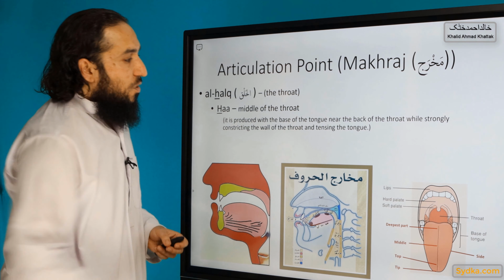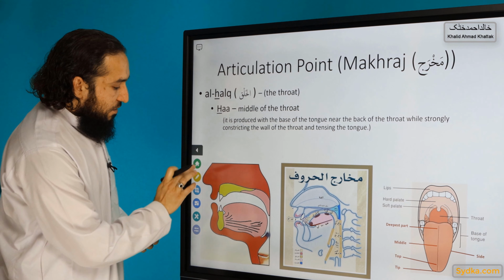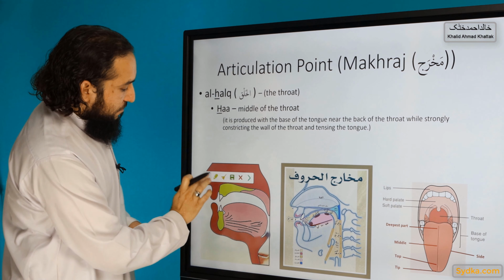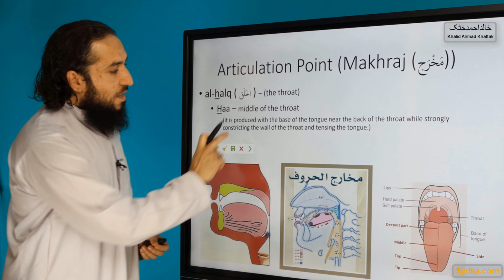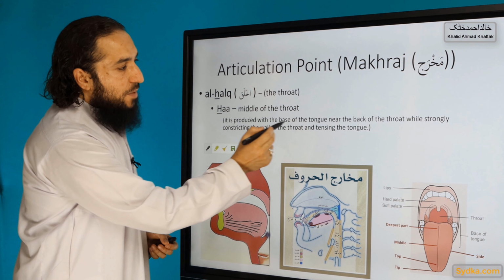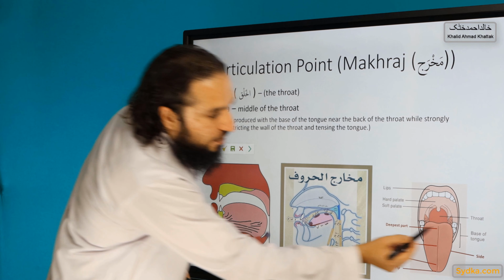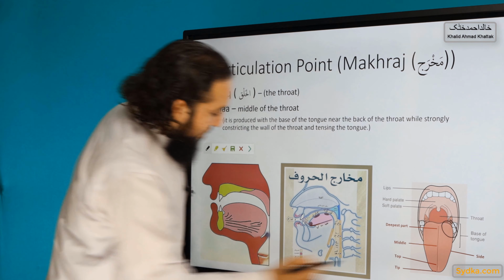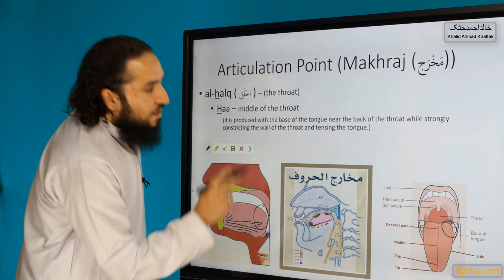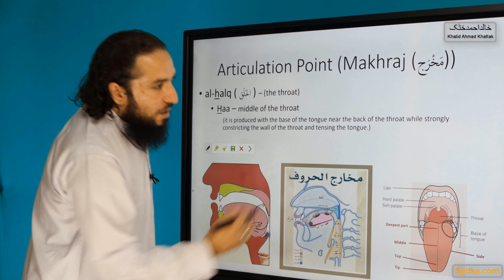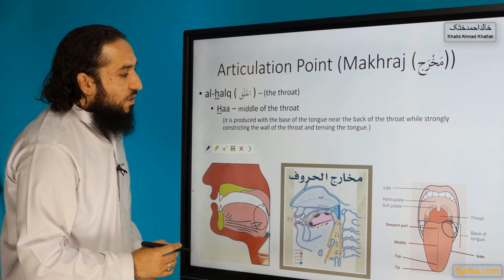It is produced with the base. Okay, so let me explain this to you. It is produced with the base of the tongue near the back of the mouth. So the base of the tongue, that's the base. You see here, that's the base of the tongue there, near the back of the throat. So it comes near the back of the throat and strongly constricting the wall.